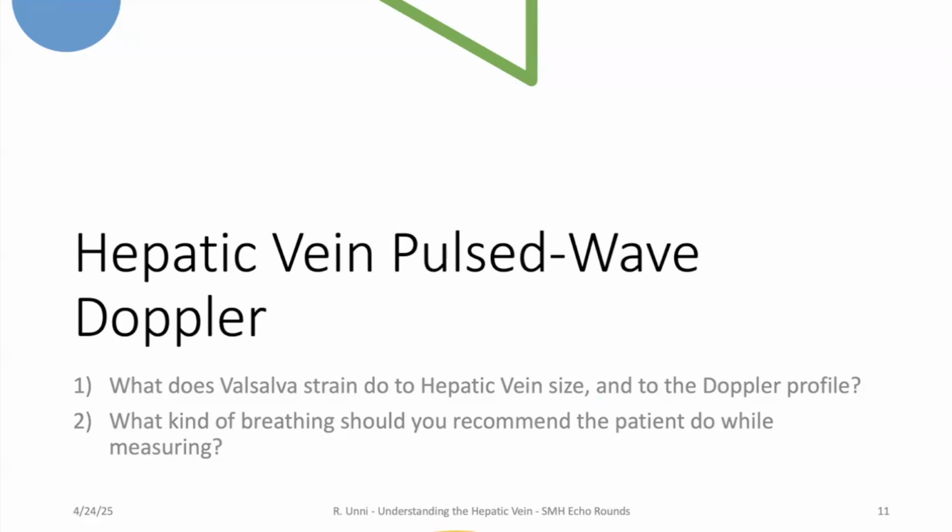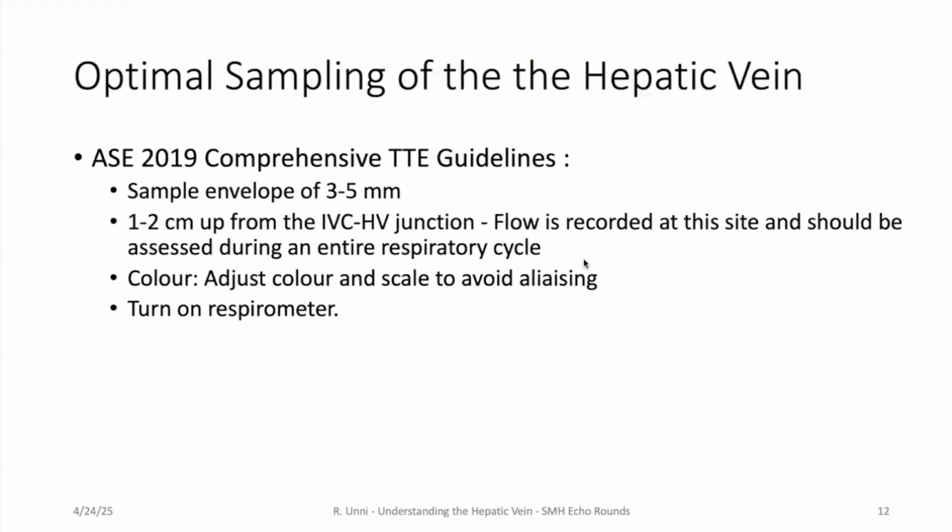The ASE in their most recent comprehensive echo guidelines suggest that the proper way to measure this is you should be sampling about 1 or 2 centimeters up from where the hepatic vein enters the IVC. You should be recording flow throughout the entire respiratory cycle. When you do your color, you should try and adjust the scale so you avoid aliasing. Really, all you're supposed to be seeing is red and blue. You try not to see some of that splashy color.